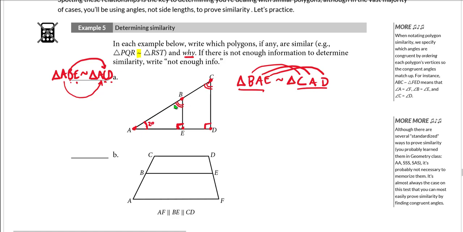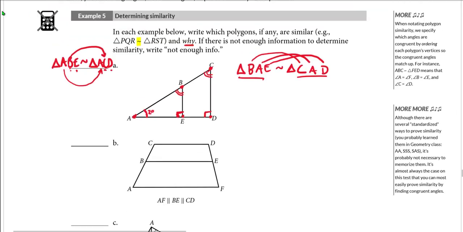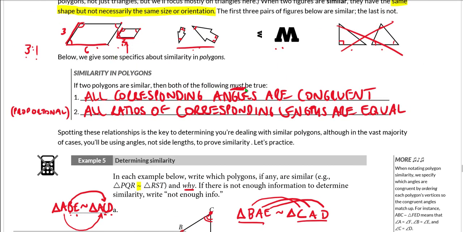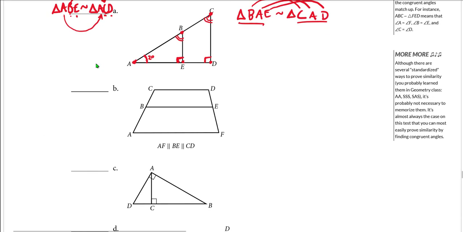So again, the reason that we know that these two triangles are similar is because all of the angles are equal to each other. And by the way, when we talked about these two musts up here, it is true that if all corresponding angles are congruent, then the ratios of corresponding sides will be equal in similar triangles. So if we knew that AE were 2 and AD were 5, then all of the corresponding lengths would have this 2:5 ratio.